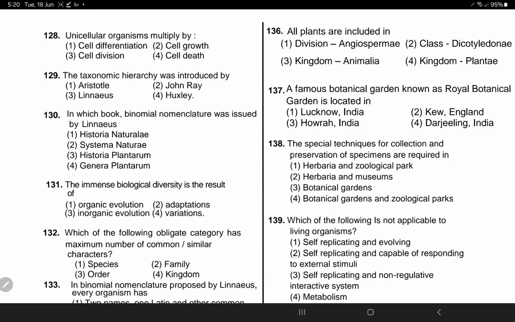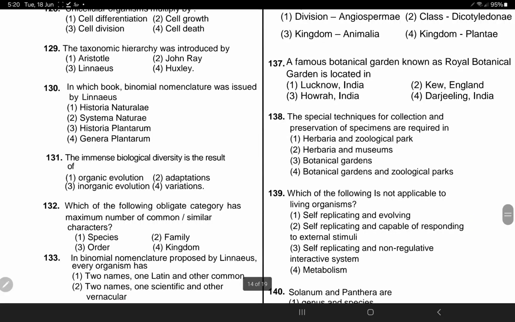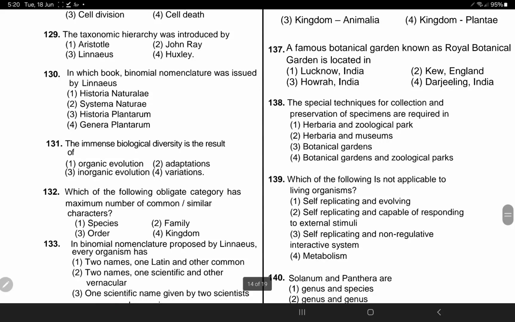All plants are included in kingdom Plantae. Option 4 is correct. So here remember, the kingdom is the category. Plantae is the taxon. A famous botanical garden which is known as Royal Botanical Garden is located in Kew, England. Option 2 is correct. The special techniques for collection and preservation of specimens are required in herbaria and museums. Option 2 is correct.